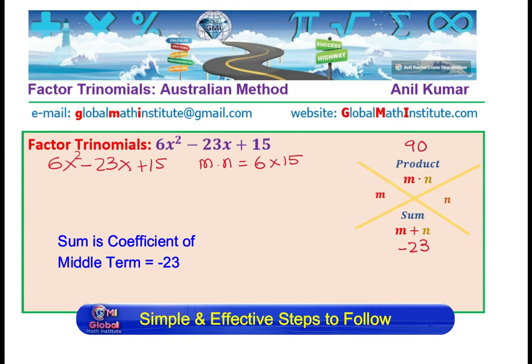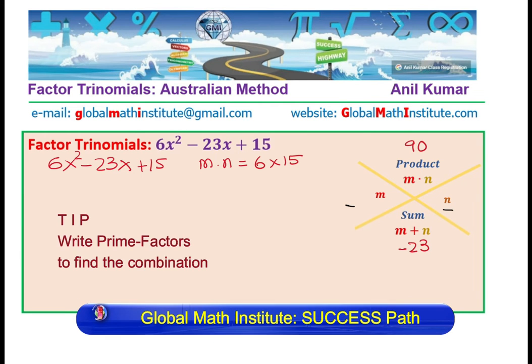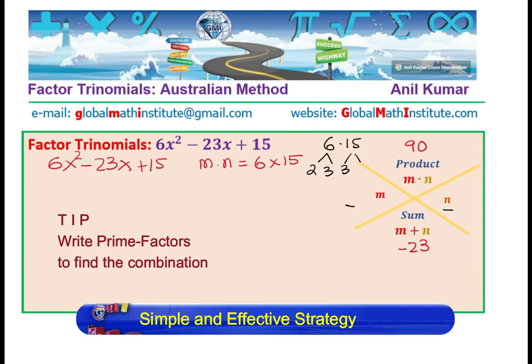One of the challenges here is to get this combination of m and n. Clearly, if the product is positive and the sum is negative, that means both the numbers are negative, correct? Now, which are these two numbers and how do we find these numbers? So, here's your first tip. I will write 6 times 15 before you and we'll actually write down their prime factors. 6 is 2 times 3 and 15 is 3 times 5.